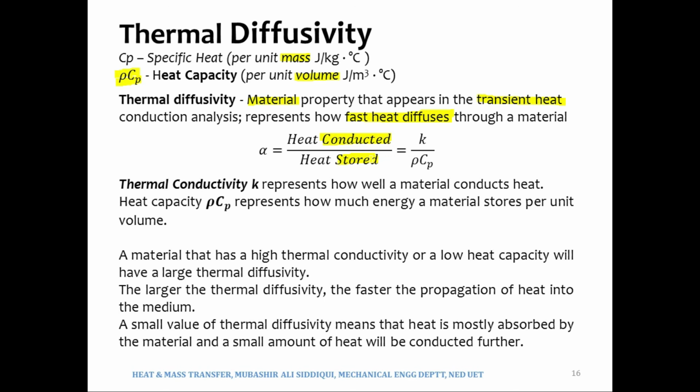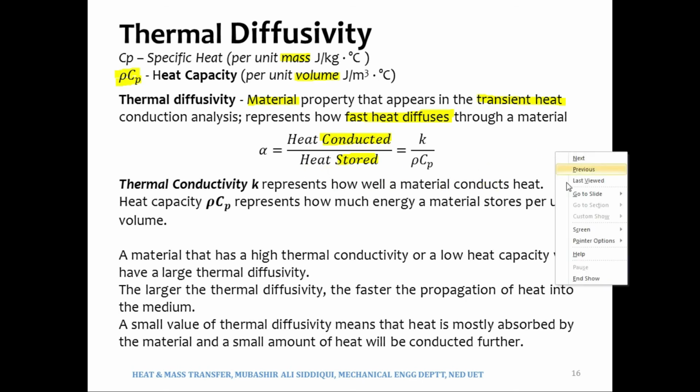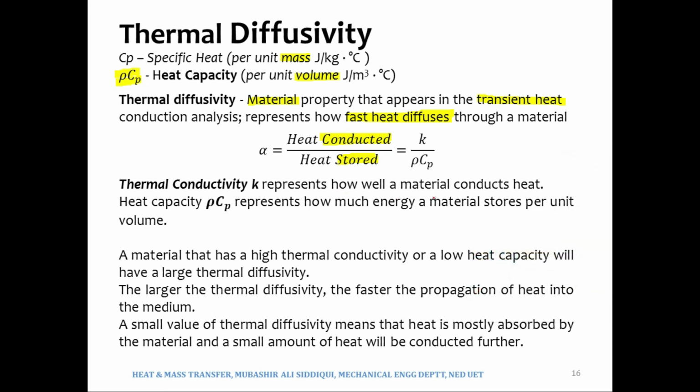Right? Now, the thermal conductivity represents how well a material conducts heat, whereas the heat capacity represents how much a material stores energy. So it is a ratio of the energy conducted by the medium to the energy stored by the medium. Of course, a material which has a high thermal conductivity, higher k, or a low heat capacity would have higher values of thermal diffusivity.